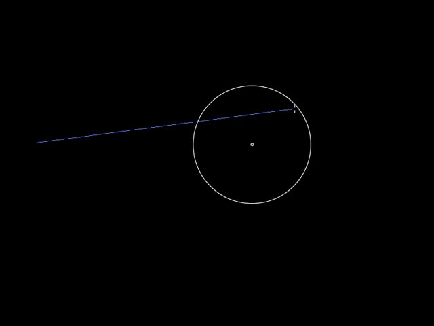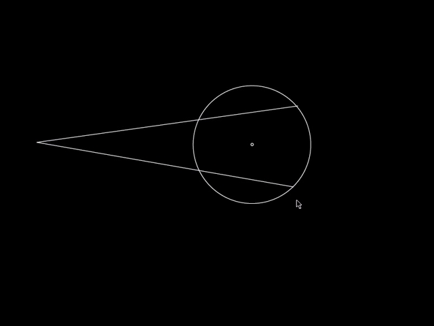Watch, I'm going to draw a secant, but I'm going to stop it right on the circle. Remember, a secant technically keeps on going all the way through, but I'm going to stop it right on the circle. So it starts from a point outside the circle, and it goes all the way through the circle and hits the other end at a point right there. Everybody with me so far?